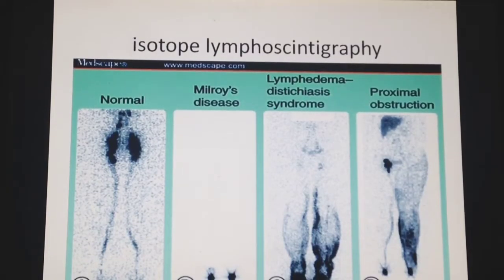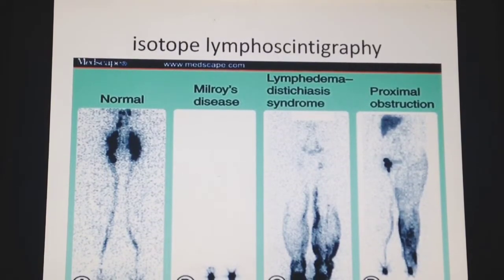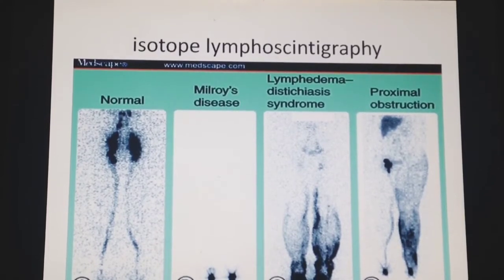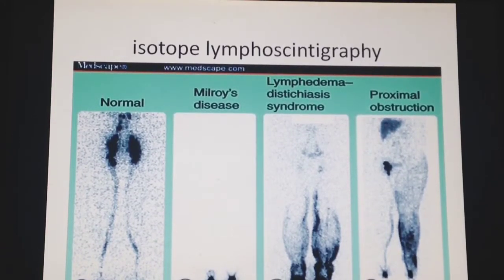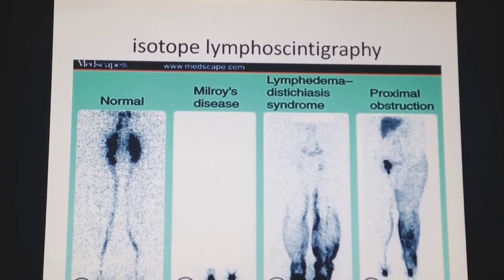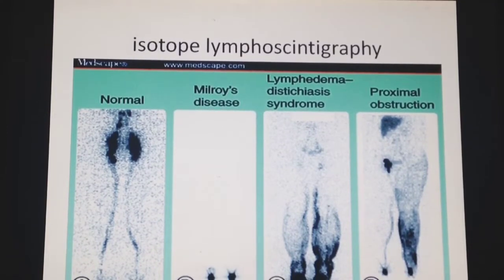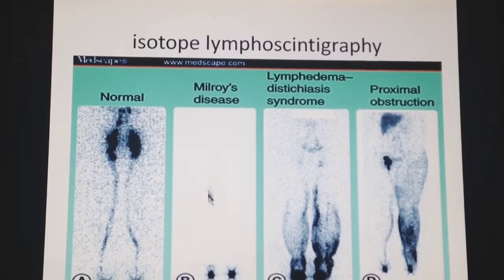Now our third one is isotope lymphoscintigraphy. In this procedure, technetium-labeled protein or colloid particles are injected into the interdigital web space, and the radiograph is taken with the help of a gamma camera. These are images taken with the help of a gamma camera. In a normal person, you can see there are a variable amount of lymph nodes, and this is showing the pathway. In Milroy disease, this dye is injected up to this position, and no pathway is seen.